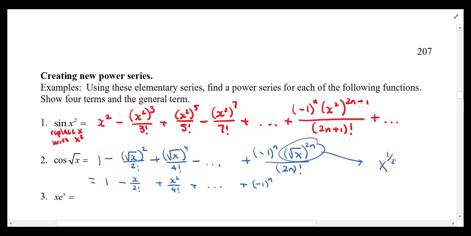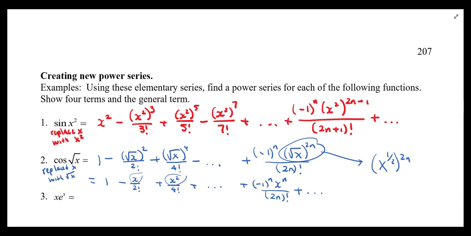Remember, root x is x to the 1/2. And multiply this by 2n, so you just get x to the n, which makes total sense because that's what all the other terms here say. And then all over 2n factorial, and then plus dot dot dot. Okay? Good. So for number 2, yes, I replaced x with root x.